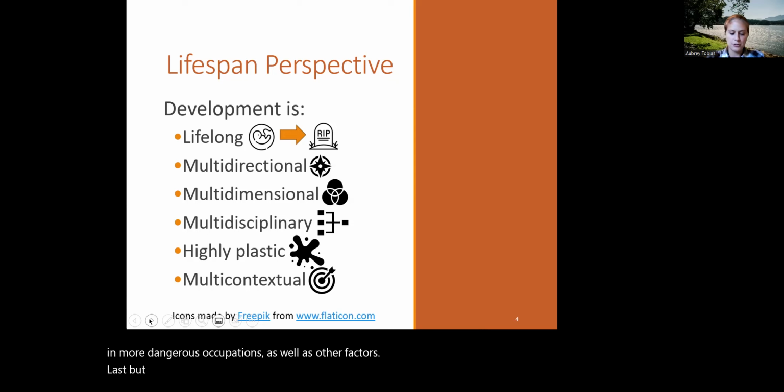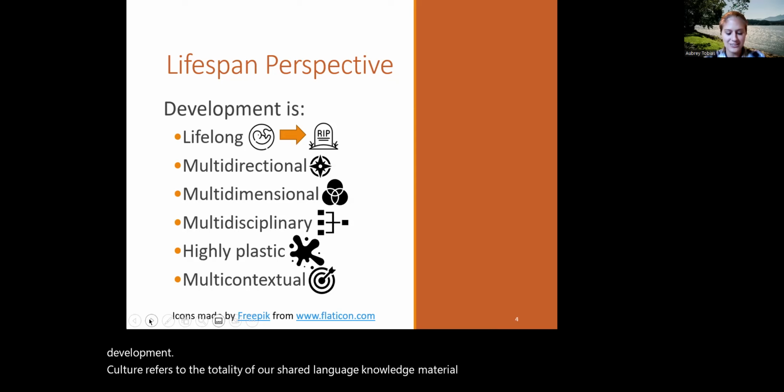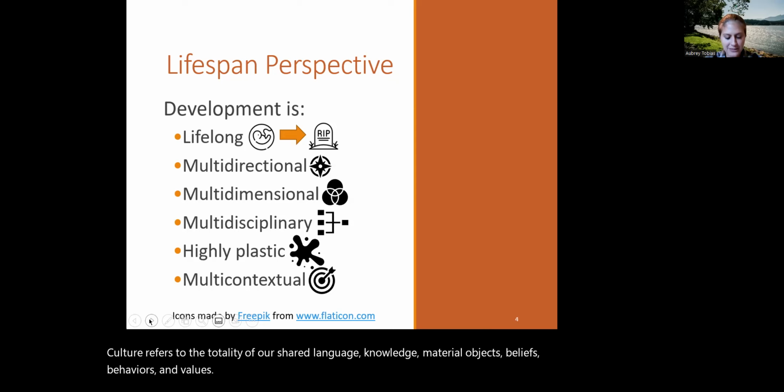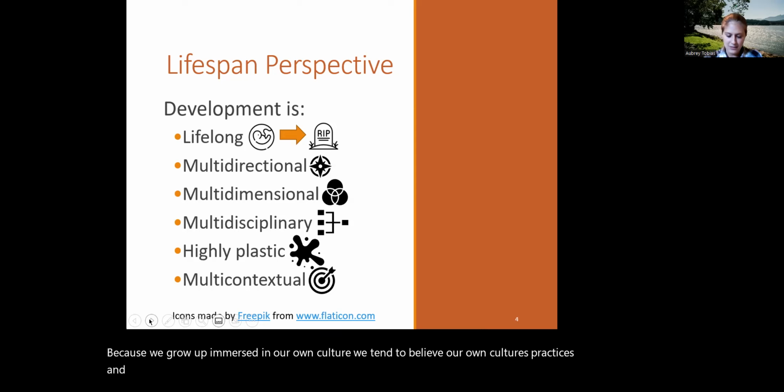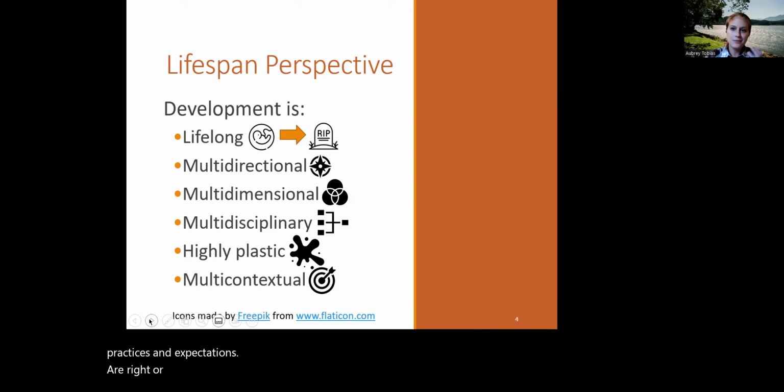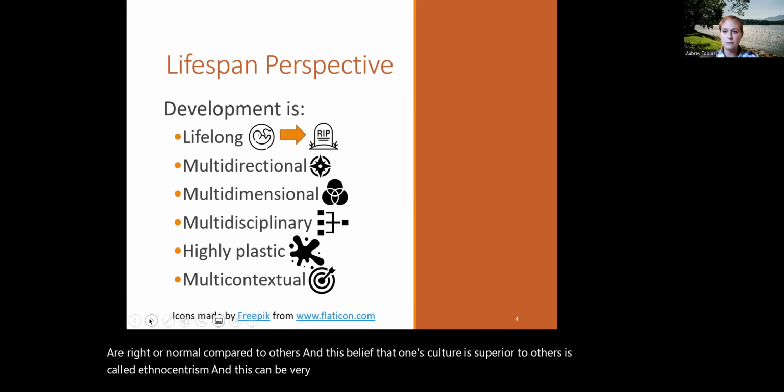Last but not least is culture. It's a very important context for our development. Culture refers to the totality of our shared language, knowledge, material objects, beliefs, behaviors, and values. Because we grow up immersed in our own culture, we tend to believe our own culture's practices and expectations are right, or normal compared to others. And this belief that one's culture is superior to others is called ethnocentrism. This can be very problematic if it prevents us from trying to understand other cultures, from trying to have empathy. And so we really want to strive to have cultural relativity.